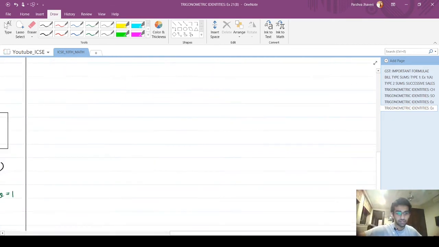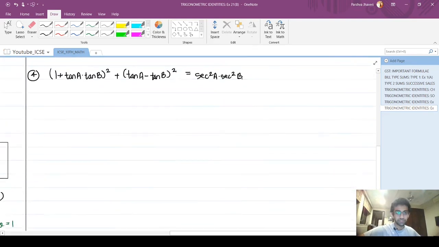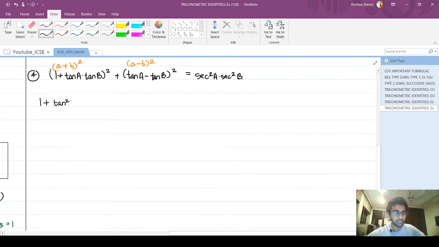Very simple solution. Next, we have to prove this left hand side is equal to right hand side. Here also very simple solution. All you need to do is expand using the algebraic identities, A plus B whole square, A minus B whole square. How will I do this? Very simple. A square plus B square. Remember, the square goes for both the terms, rule of exponents. Plus 2 tan A tan B, or 2AB, plus again A square plus B square, and here it will be minus 2 tan A tan B, because minus 2AB.